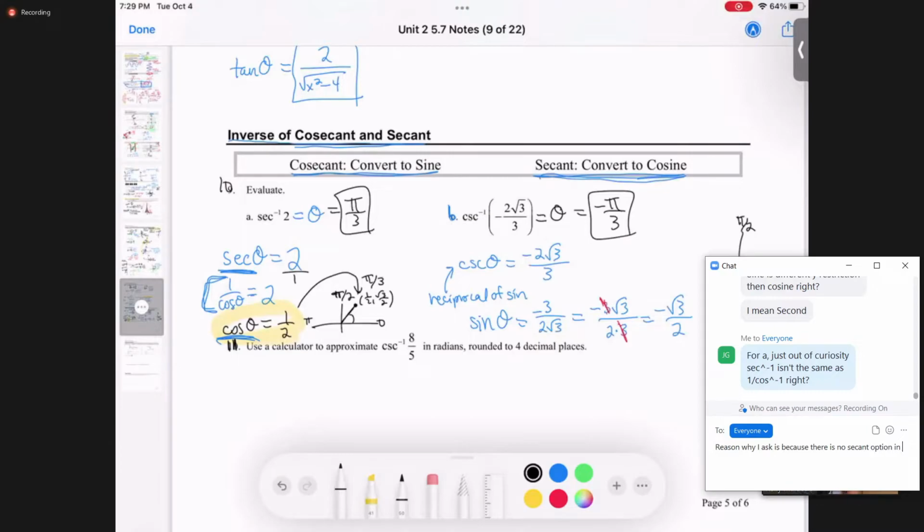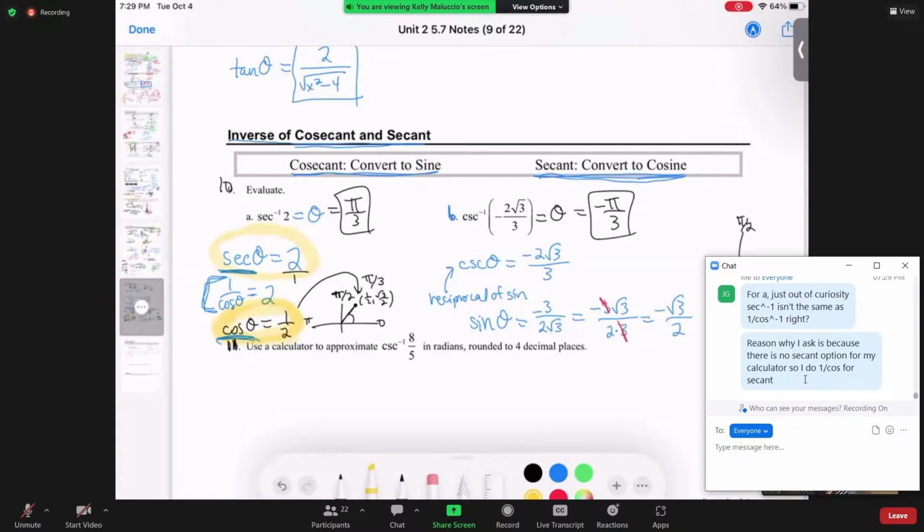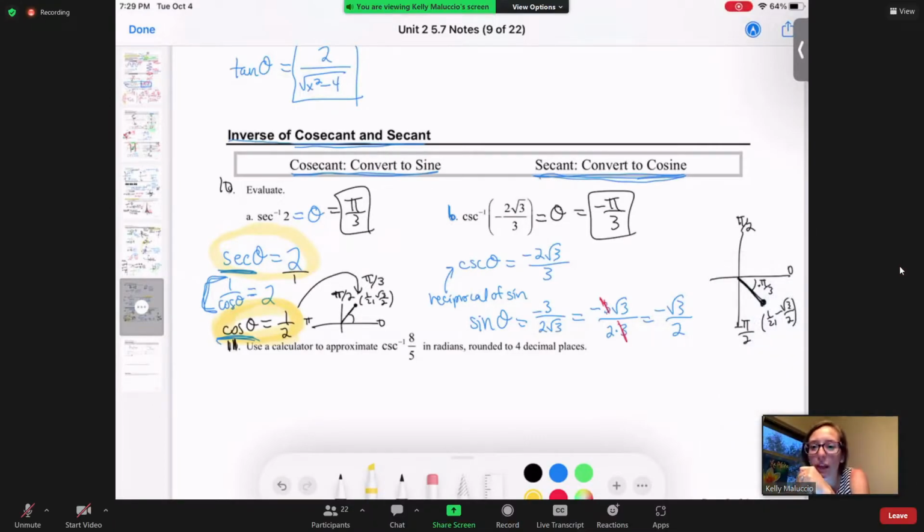But for whatever reason, the book has us convert to an equation with just regular trig functions, then transfer it to sine or cosine, and then solve, right? So if you're super curious, I would play with it in your calculator. And if you're getting the exact same decimals, then they're the same. Yeah. So again, you're right, in your calculator.